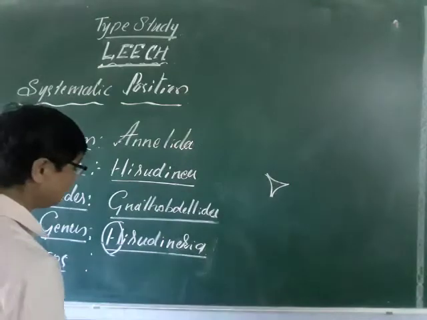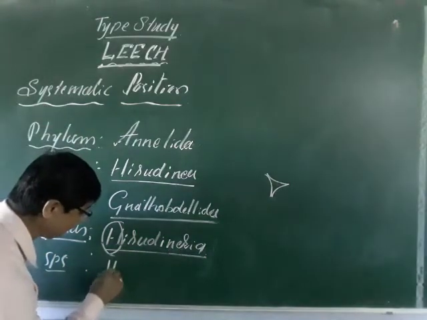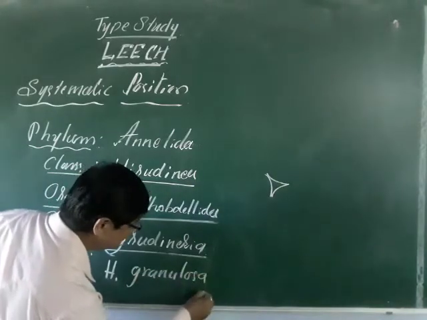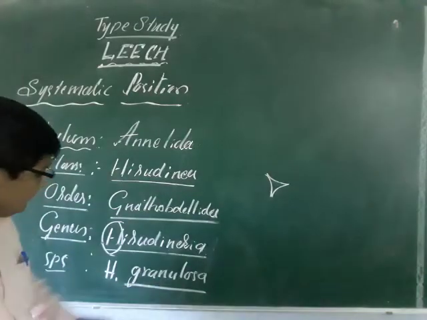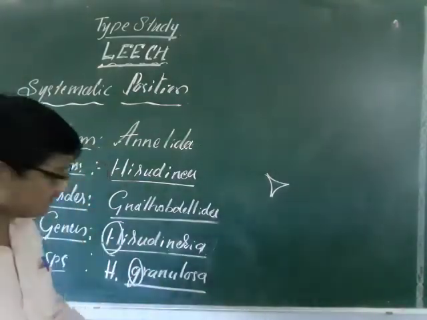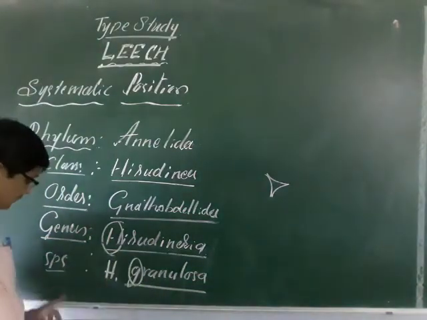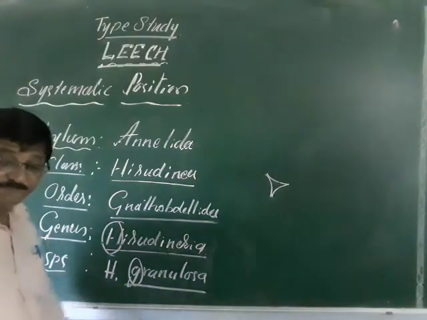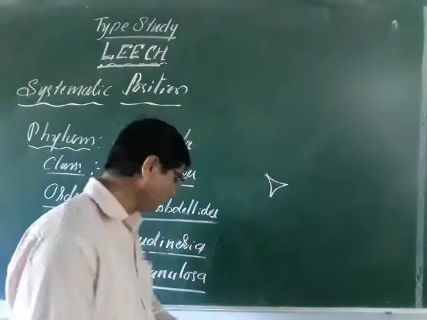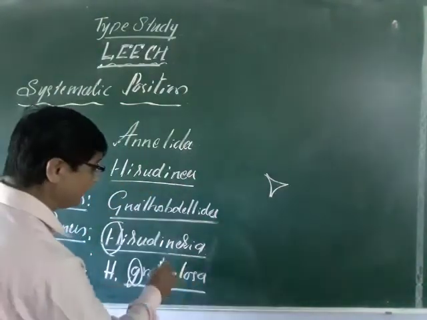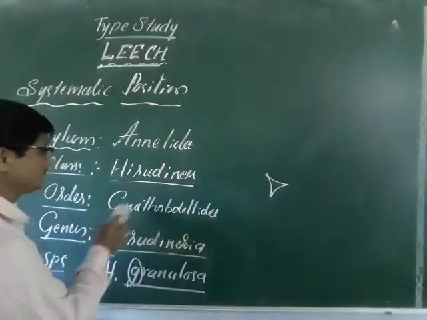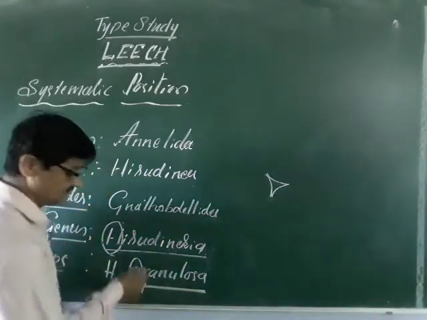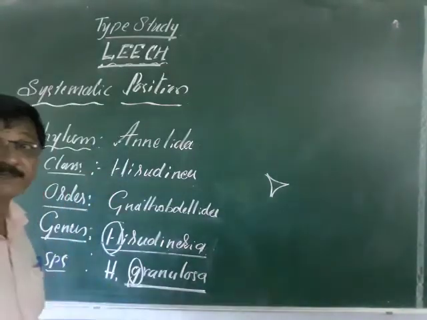So Hirudinea granulosa: that is the species name, and the species word starts with a small letter. If you are typing, then it should be in italics. And when you are writing by hand, you have to underline it. The generic as well as the specific name should be underlined, like this. Then you can say it is the specific name or species name.